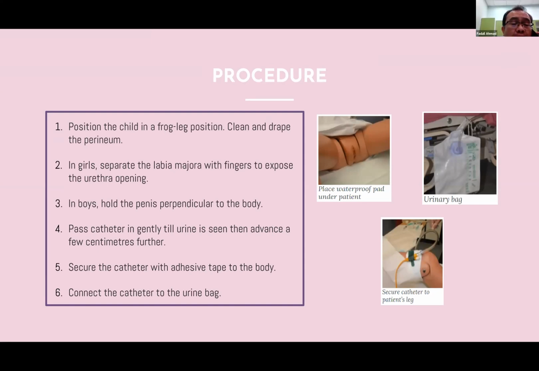In boys, we need to hold the fingers perpendicular to the body and advance a few centimeters further. Then we need to secure the catheter with adhesive tape to the body and connect the catheter to the urine bag.